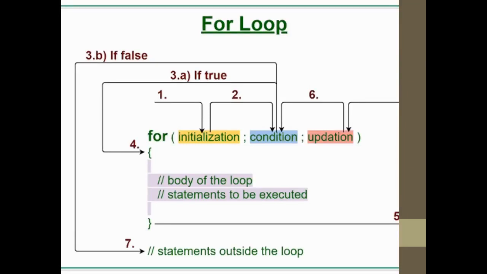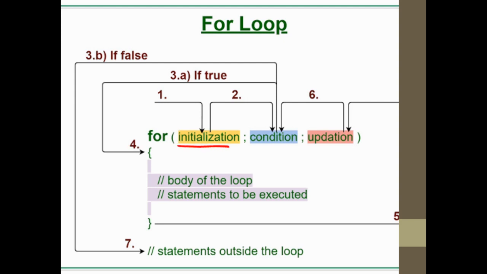So this is the for loop structure, and the main structure is this. You can see inside the brackets we provide these three conditions in the for loop. The first condition is initialization, the second is the condition, and the third is updation. So let's see the sequence in which these statements execute and how they work.